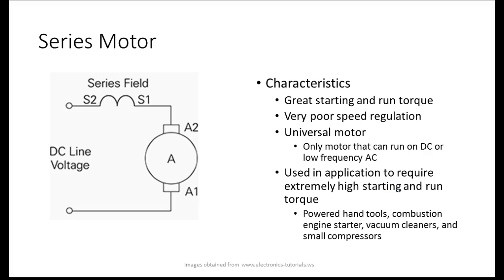Of course, one of the biggest disadvantages is they have a commutator, just like a DC motor, and so they have commutators and brushes. So what does this mean as far as maintenance goes? You have to maintain those brushes. Those brushes wear out over time, right? And then, of course, you have to keep that commutator clean. But these guys have very poor speed regulation, but they have really good starting and run torque.